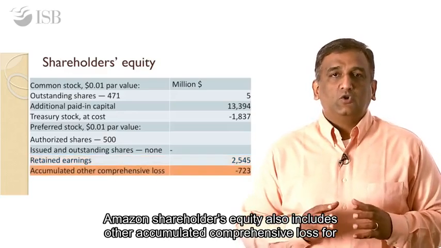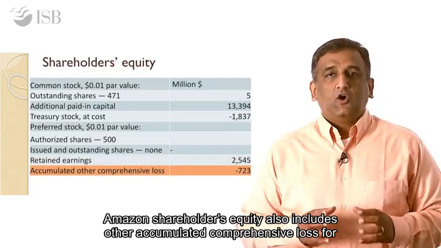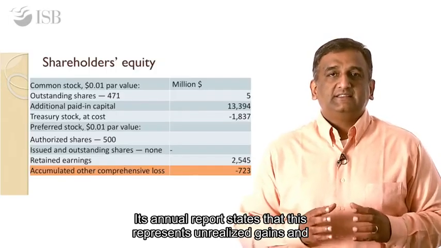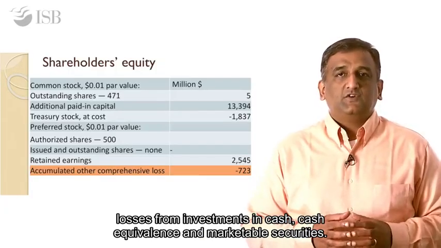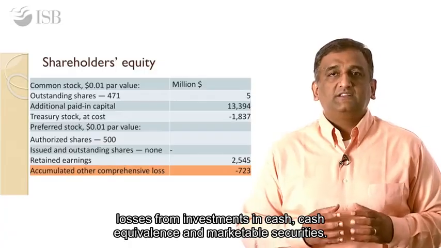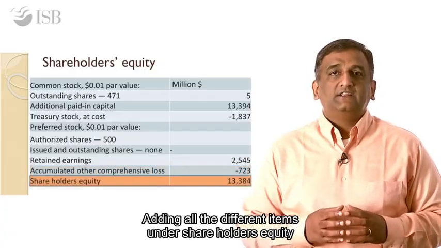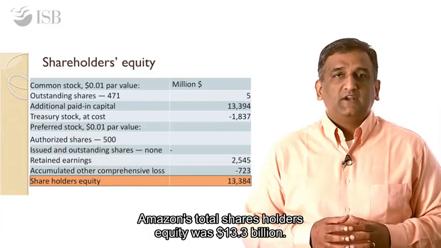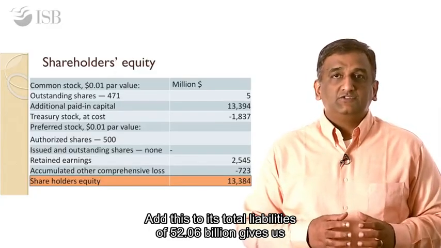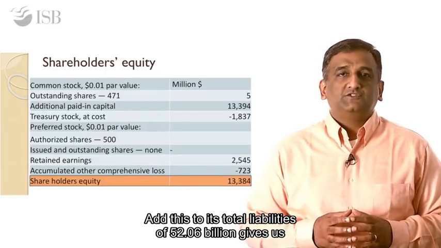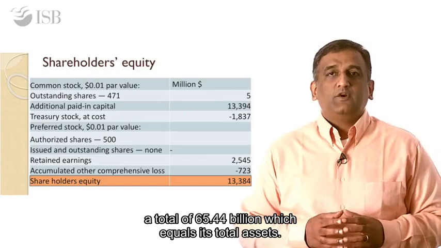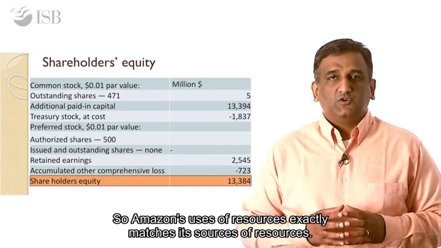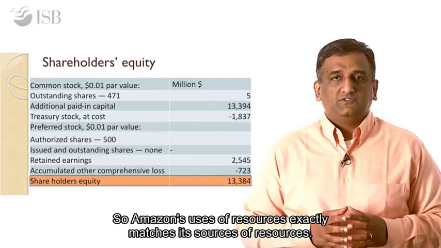Amazon's shareholders' equity also includes other accumulated comprehensive loss for $0.72 billion. Its annual report states that this represents unrealized gains and losses from investments in cash, cash equivalents, and marketable securities. Adding all the different items under shareholders' equity, Amazon's total shareholders' equity was $13.38 billion. Adding this to its total liabilities of $52.06 billion gives us a total of $65.44 billion, which equals its total assets. So Amazon's uses of resources exactly matches its sources of resources.